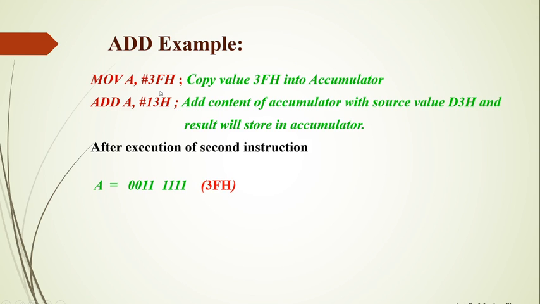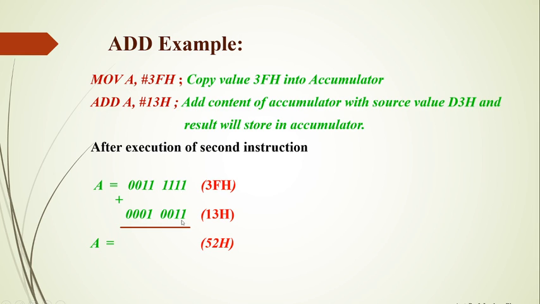Let's see what happens after execution of these instructions. After execution of the first instruction, the content of A becomes 3FH, represented in binary as 0011 1111. It gets added with 13H in the second instruction. 13H is written in binary as 0001 0011.